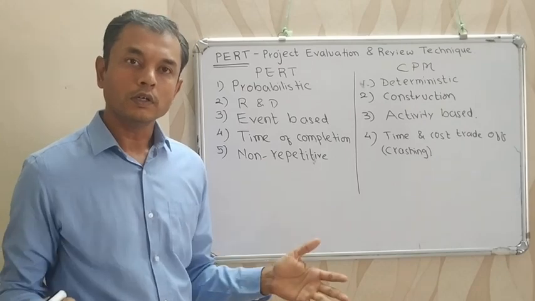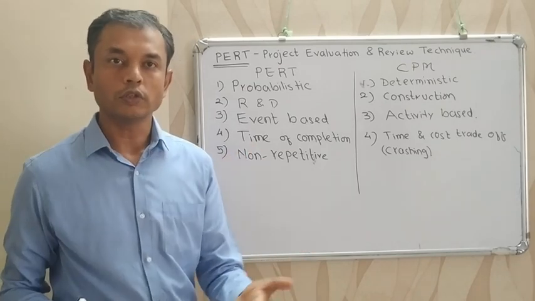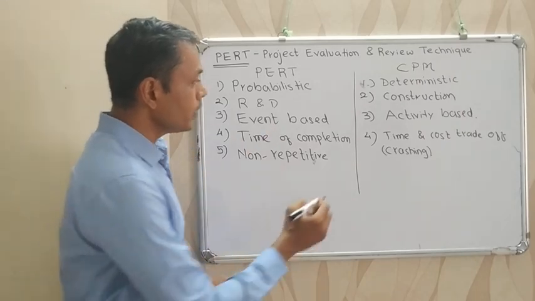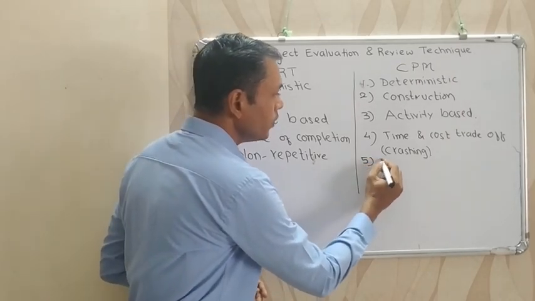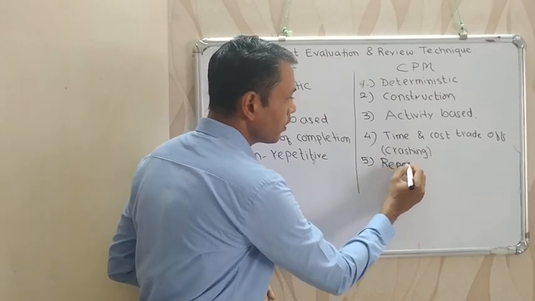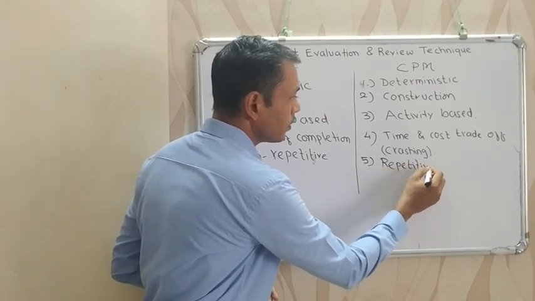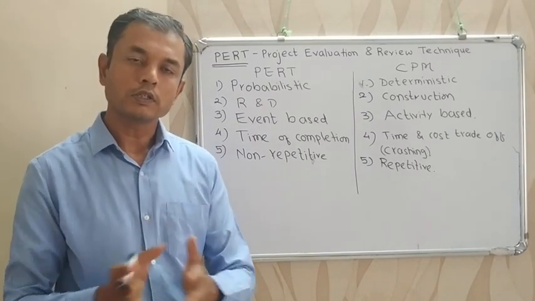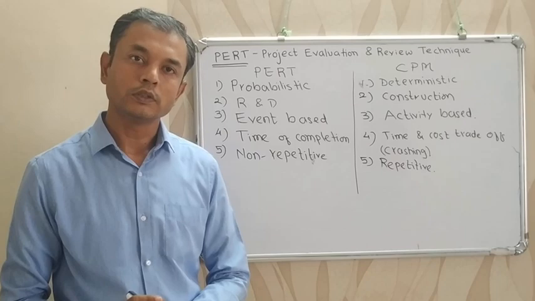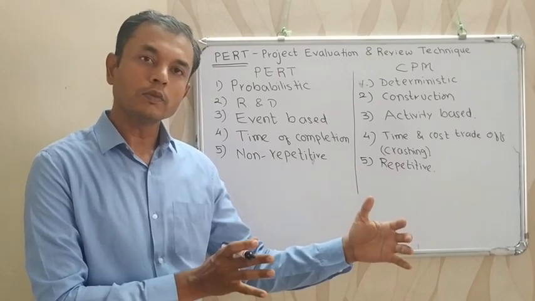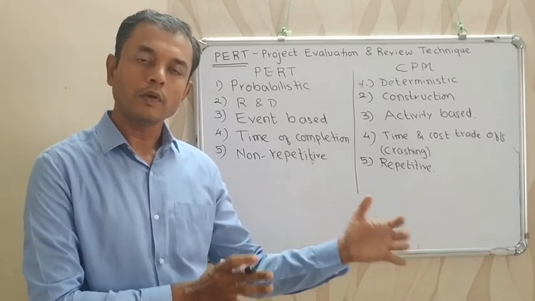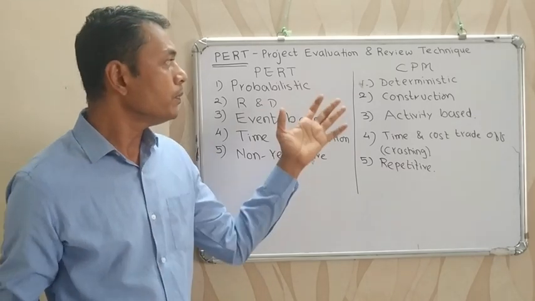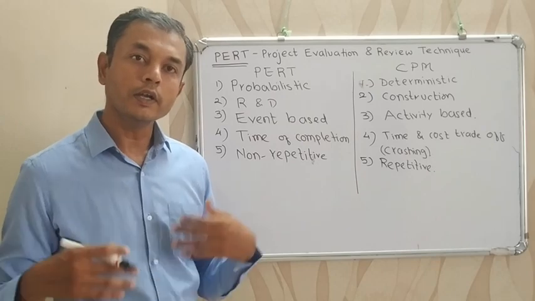Once it is identified, then there is a new project. So every time there is a new event, a new project. Whereas in the critical path method, it is repetitive in nature. For example, I am developing the construction of a dam or bridge. Once it is constructed in one place, the same project is repeated in another place. So CPM is deterministic and repetitive in nature.